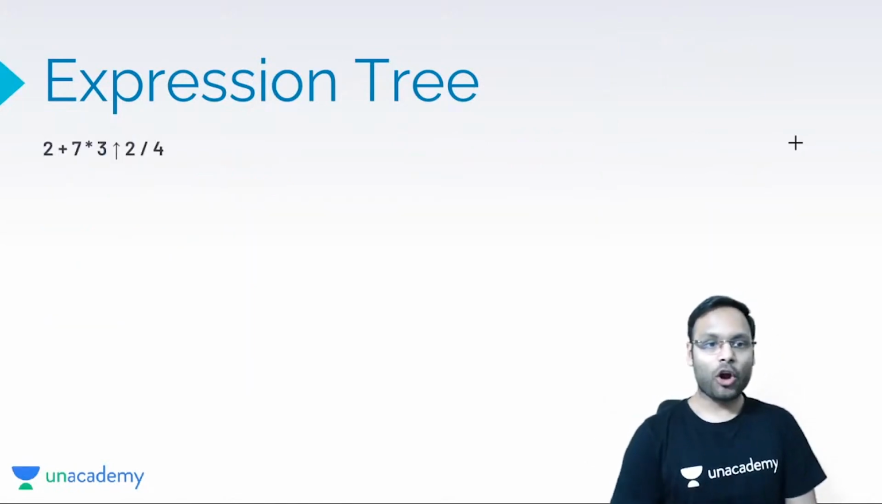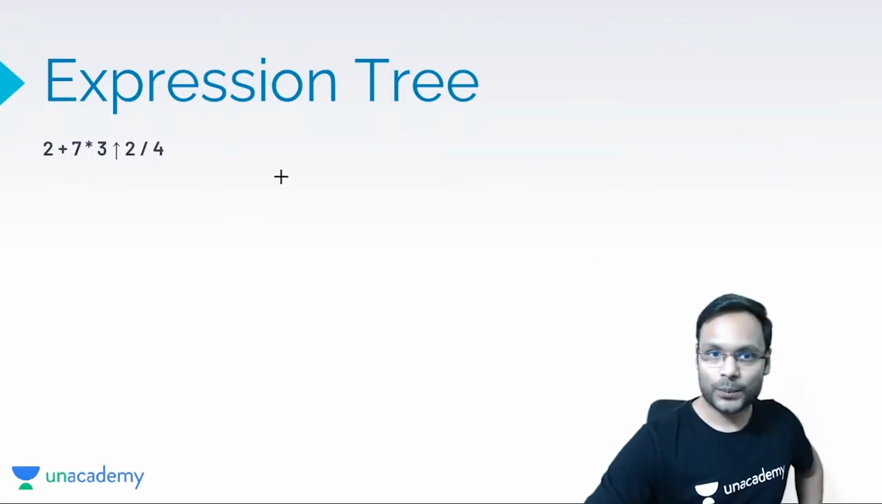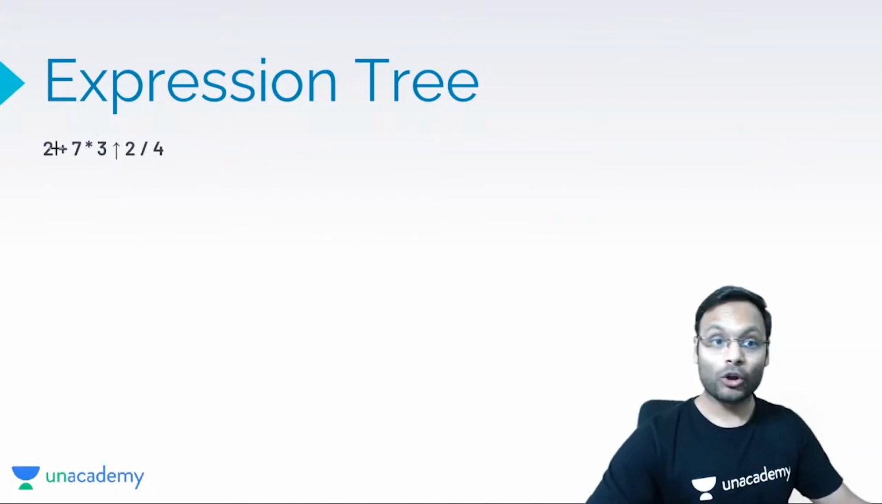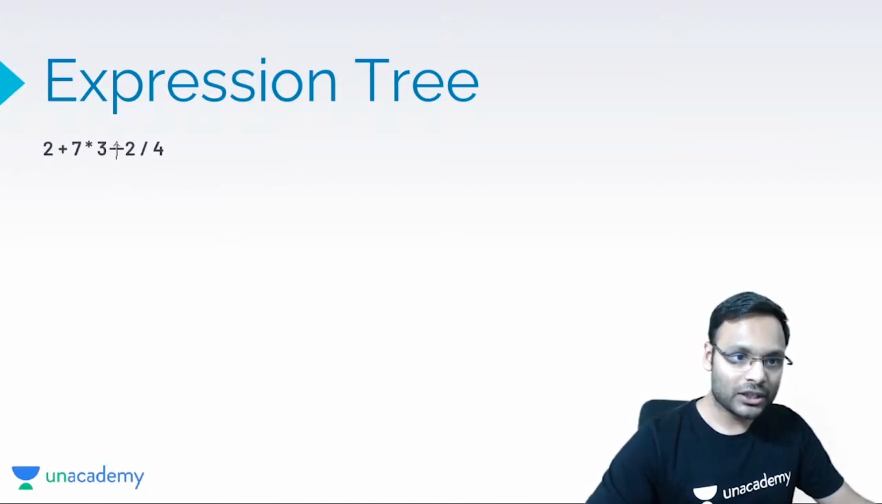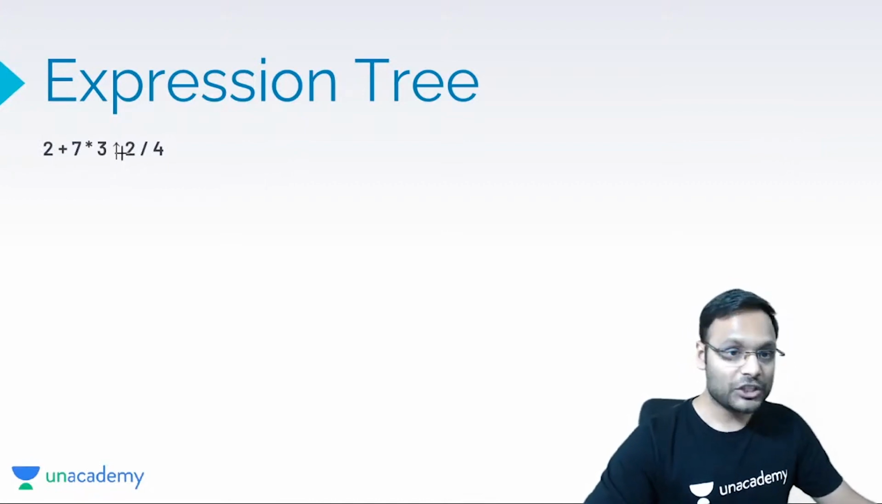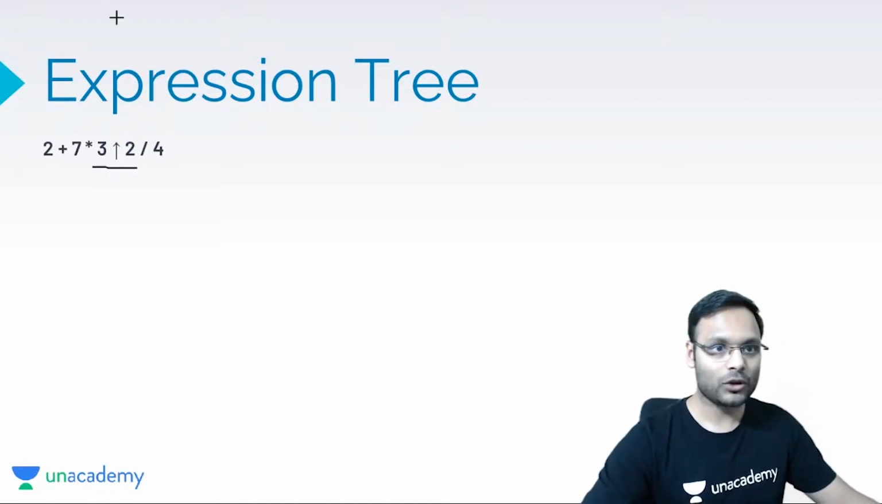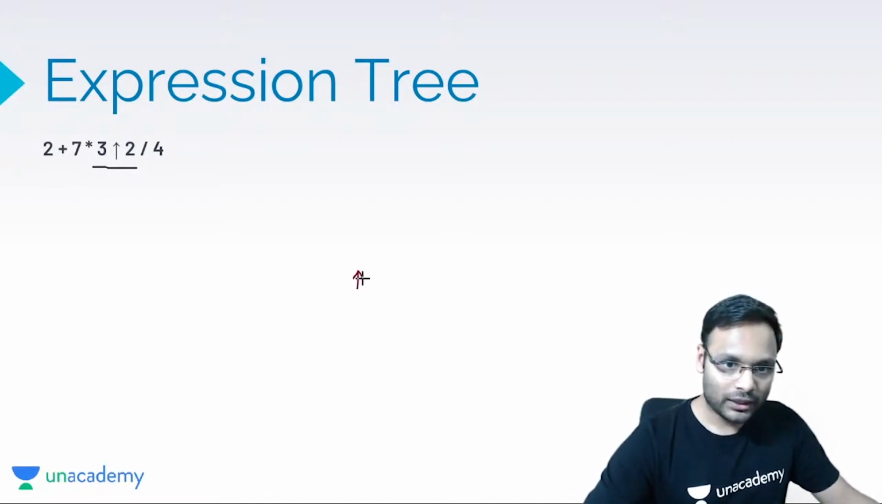Let's draw the tree for this expression. First of all, we will check all the operators: plus, multiplication, exponent, division. Which has higher precedence? Exponent. So first we will have to solve the exponent. Exponent, left operand 3, right operand 2.